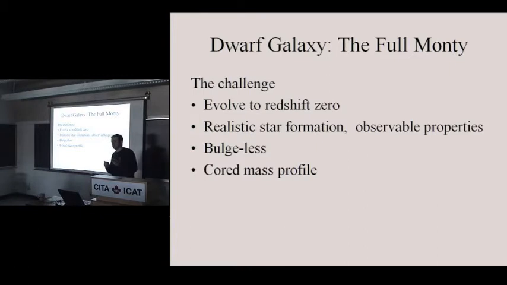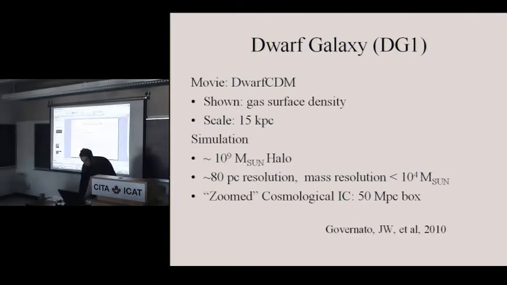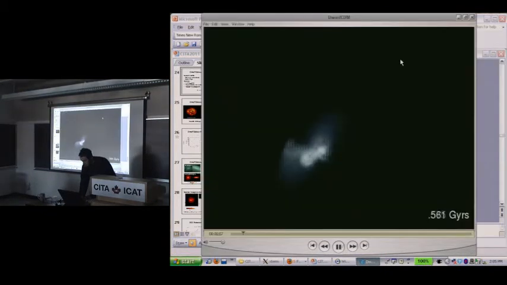We wanted the star formation to match observable properties of dwarfs. We wanted it to be bulgeless, and we wanted to get a cored mass profile. And so this is the dwarf galaxy DG1. This is the Nature paper from last year. So I have a movie of this as well. So this is the object forming.